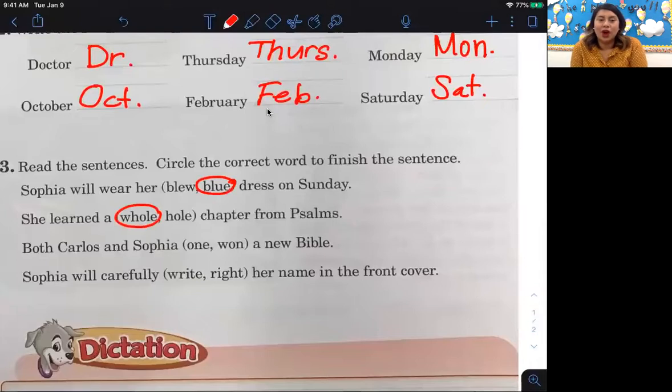All right, next. Both Carlos and Sophia won a new Bible. O-N-E, like the number one, or W-O-N, like I won the championship, or I won a ribbon, or the race. W-O-N-E. Good job. And the last one, Sophia will carefully write her name in the front cover. Think about it. Which one is talking about writing with a pencil? Is it W-R-I-T-E or R-I-G-H-T? The first one, good job.